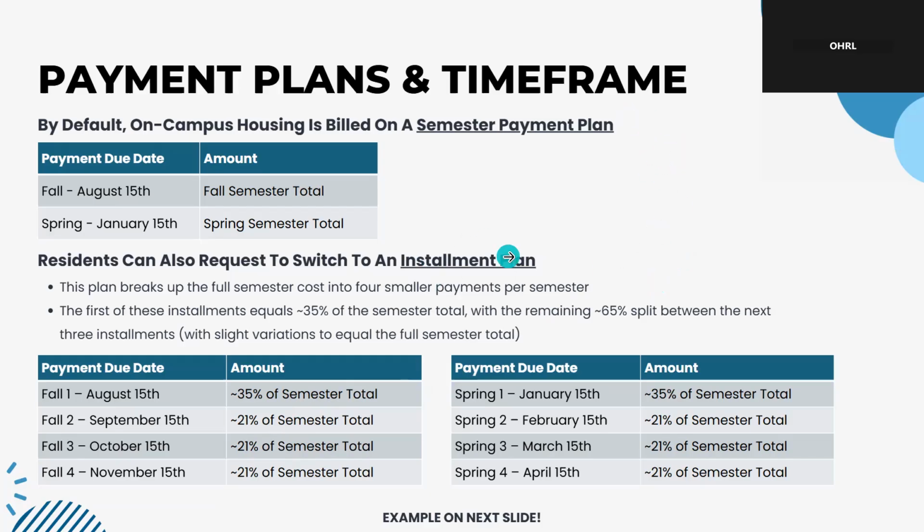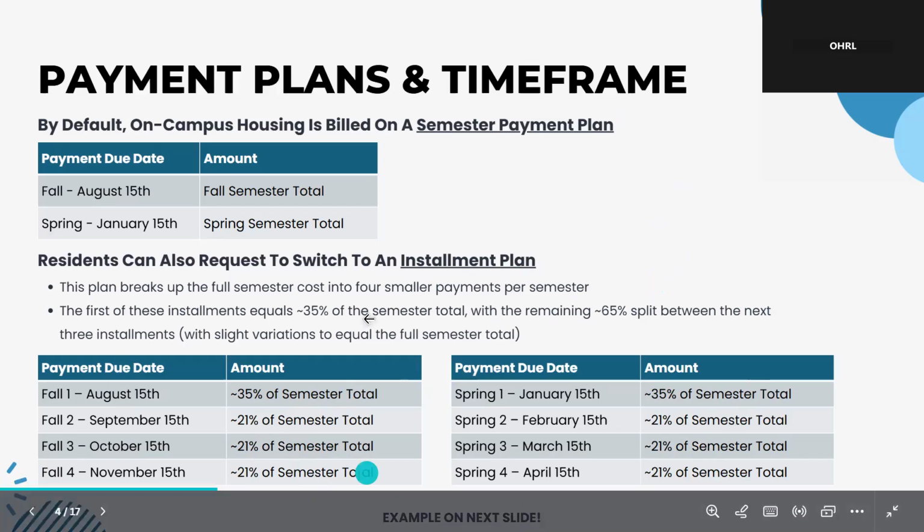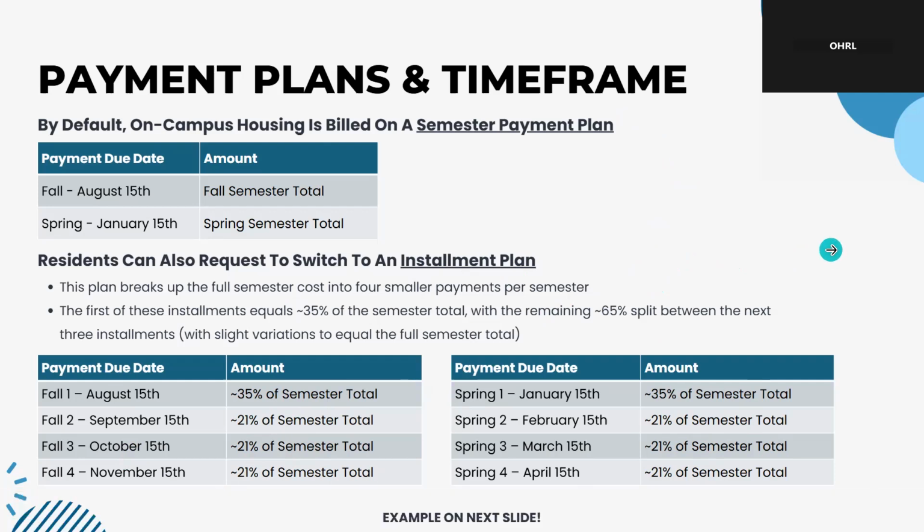If you'd like the installment plan, which is a little more complicated as detailed here and also on our website, you can request that via a form. But we are going to be sharing more information about that and the ability to opt into that payment plan in a form along with the housing bill once that is finalized early next week.